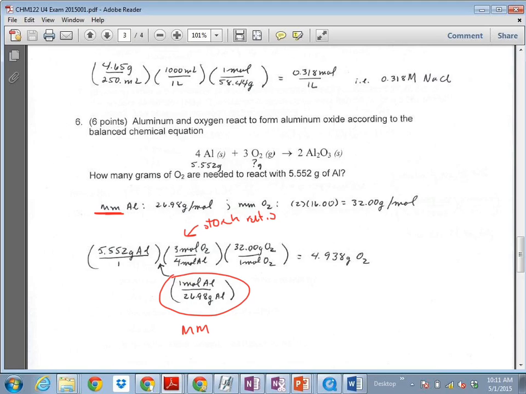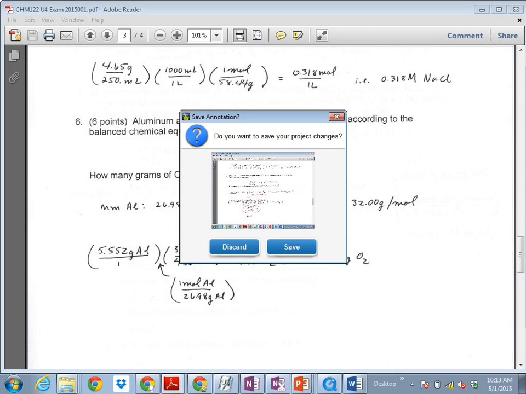Okay. So anyway, if we go from grams of aluminum to moles of aluminum using its molar mass, use a stoichiometric ratio to get from moles of aluminum to moles of O2. Then once we have moles of O2, we can use the molar mass of O2, which is 2 times 16, or 32.00 grams per mole, to get to grams of O2. So rounding it to 4 significant figures, because that's what we're allowed in the original mass of aluminum, you get 4.938 grams of O2.